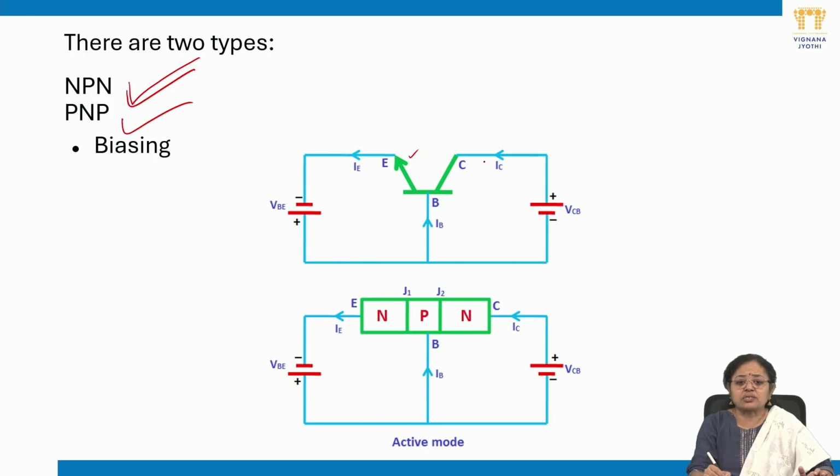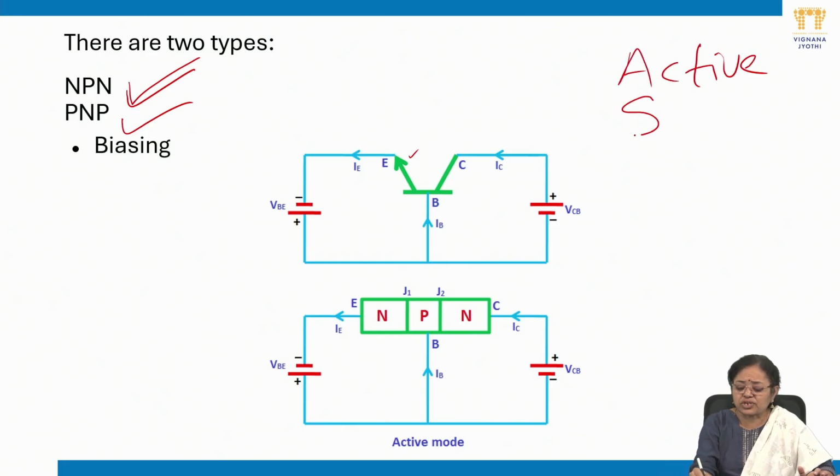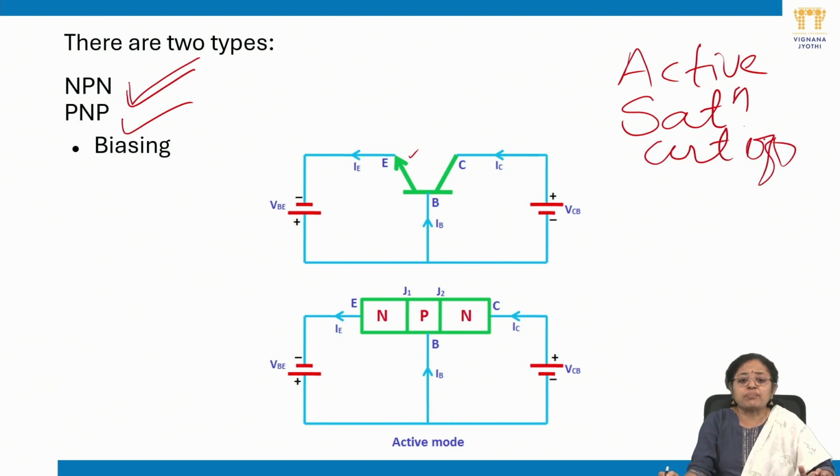The BJT works in three regions of operation: active region, saturation region and cutoff region. The type of the biasing decides which particular region of operation the BJT will work in.